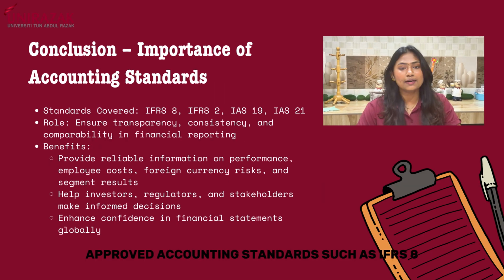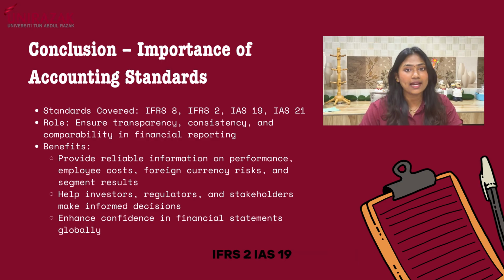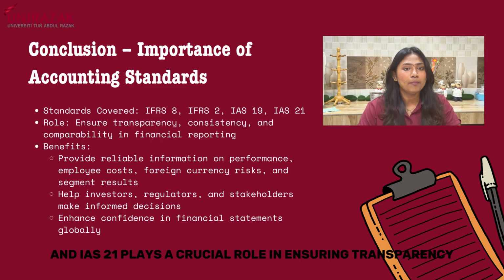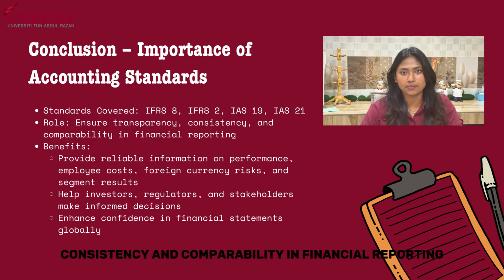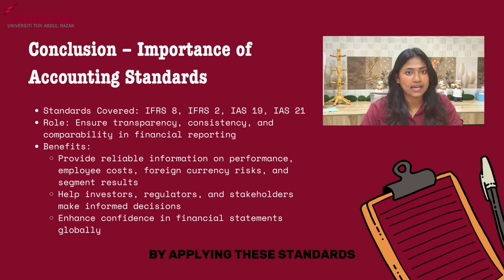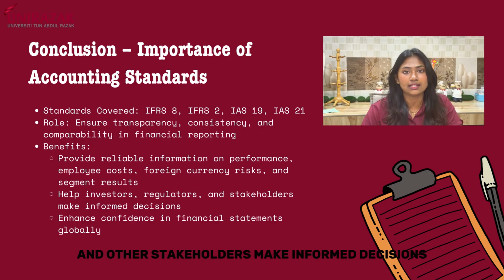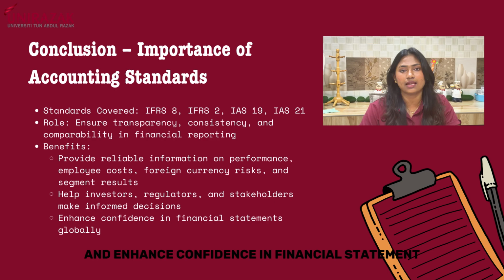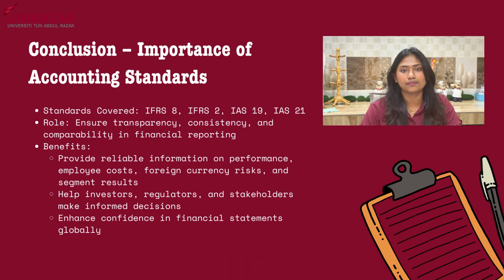In conclusion, approved accounting standards such as IFRS 8, IFRS 2, IAS 19, and IAS 21 play a crucial role in ensuring transparency, consistency, and comparability in financial reporting. By applying these standards, companies provide users with reliable information about performance, employee costs, foreign currency risk, and segment results. This helps investors, regulators, and other stakeholders make informed decisions and enhance confidence in financial statements across global markets.